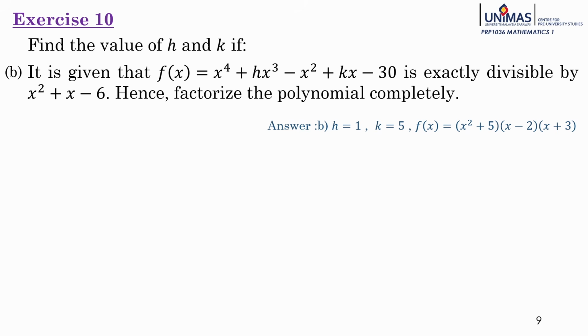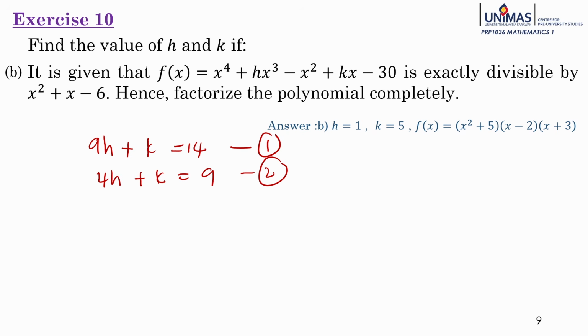Now let's continue to find the values of h and k. So we have 9h plus k equals 14, the first equation, and the second one is 4h plus k equals 9. I'm using the elimination method, so we subtract. 9h minus 4h is 5h. k minus k is 0. 14 minus 9 is 5. So for h, we can get the value 1.